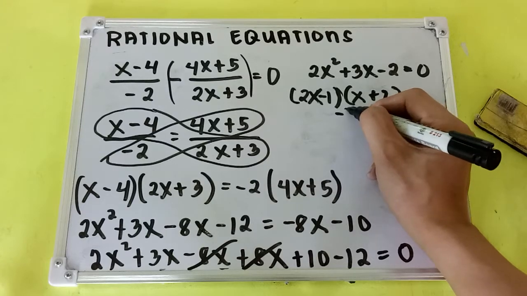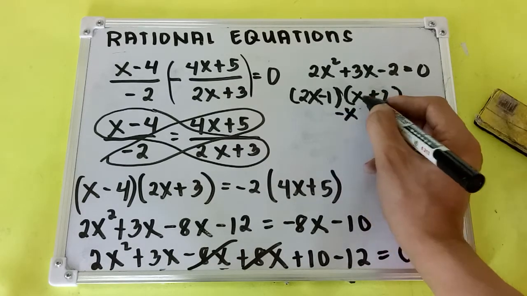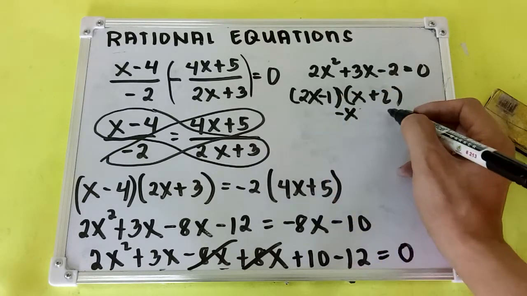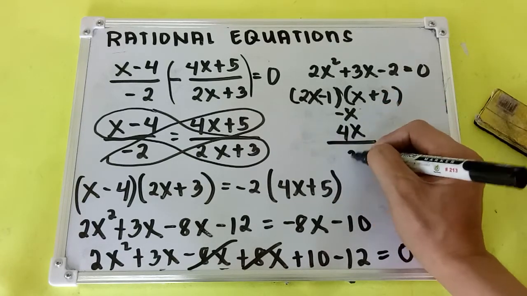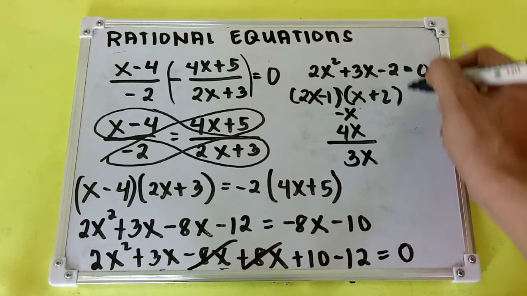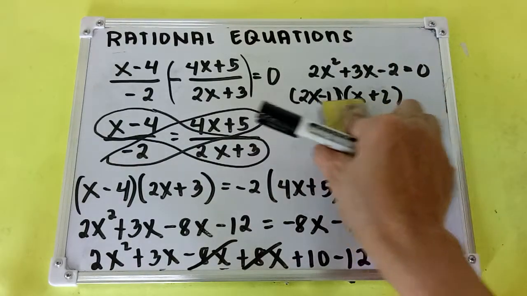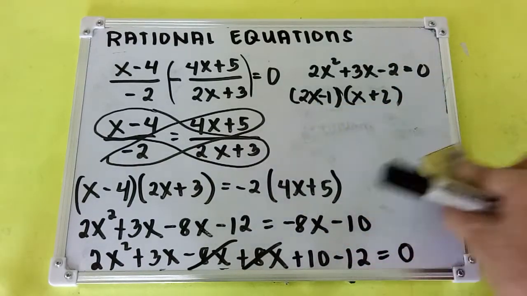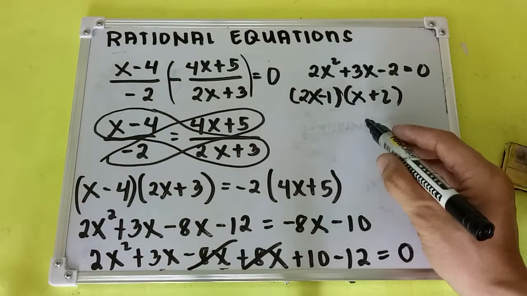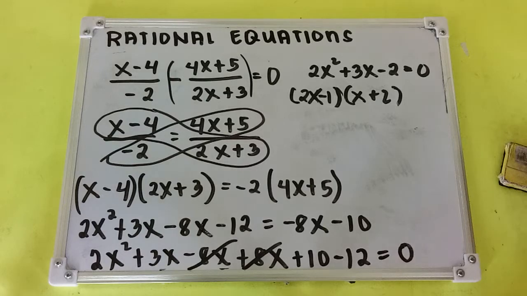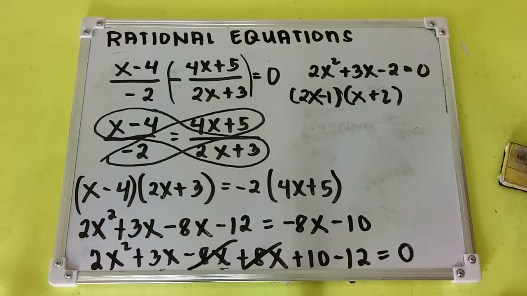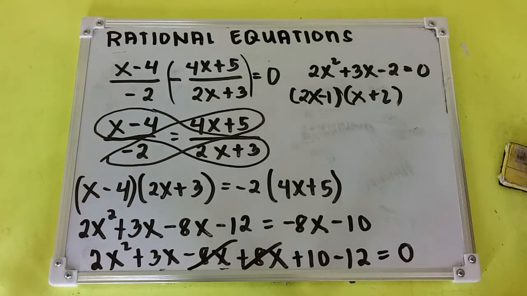So ito ay negative x. Negative 1 multiplied by x is negative x. 2x multiplied by 2 is positive 4x. So if we add this, the answer is positive 3x. So ito ngayon yung tamang sagot. So ito yung gagamitin nating factors. Next, so kung ito ang factors ng 2x squared plus 3x minus 2 using factoring method, kung ayaw nyo gumamit ng factoring dahil trial and error, pwede kayong gumamit ng quadratic formula.